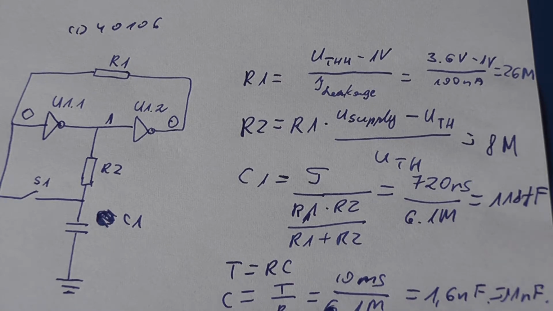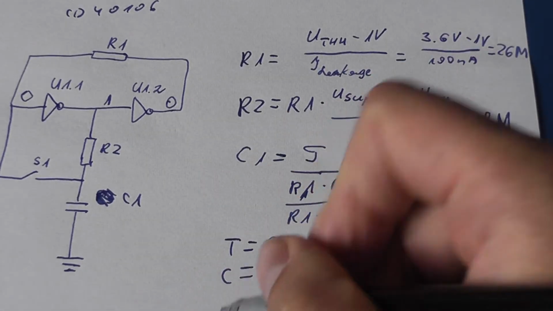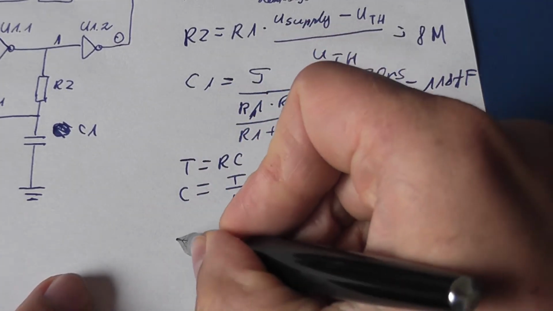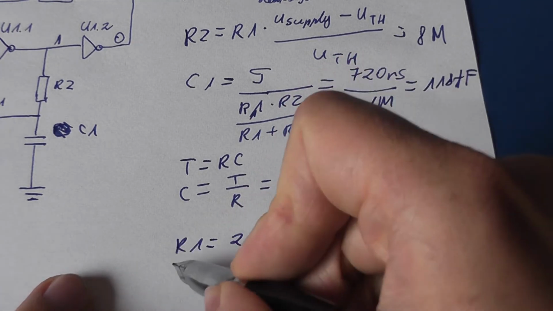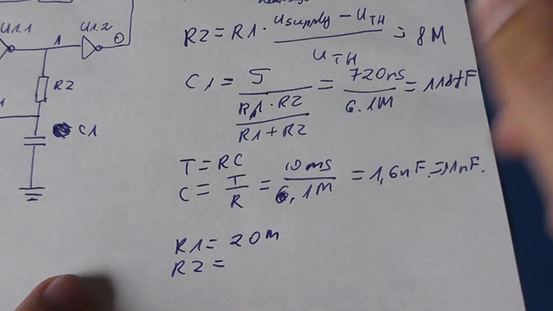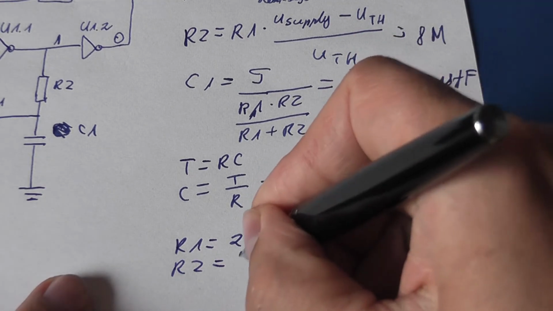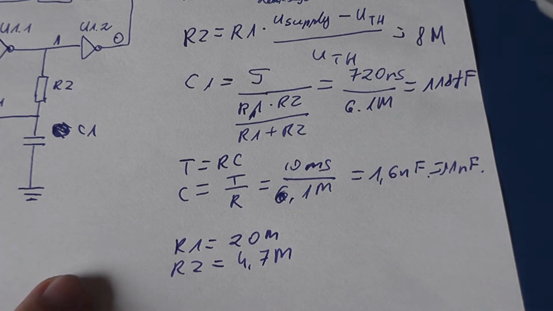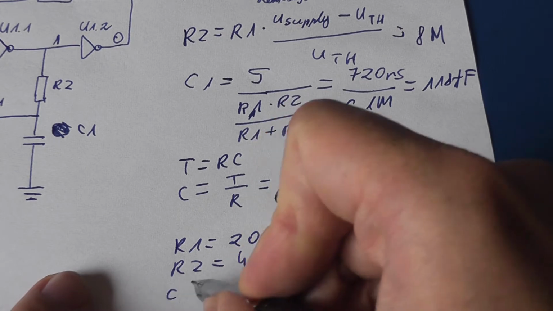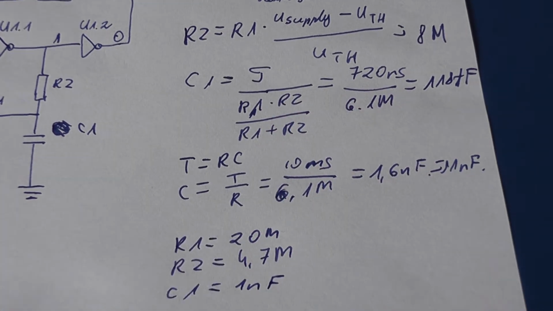Since 26 mega ohms value is not very common, let's round it up to 20 mega ohms. Okay, our R1 will be 20 mega ohms, our R2 will be some round number like 4.7 mega ohms, and our C1 will be 1 nanofarad. Let's test our circuit.